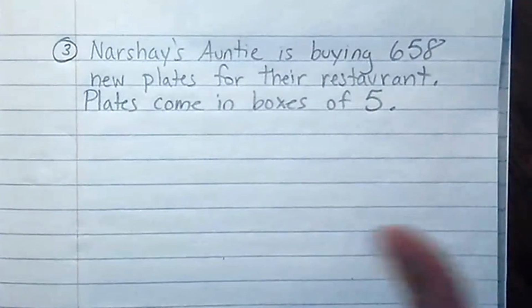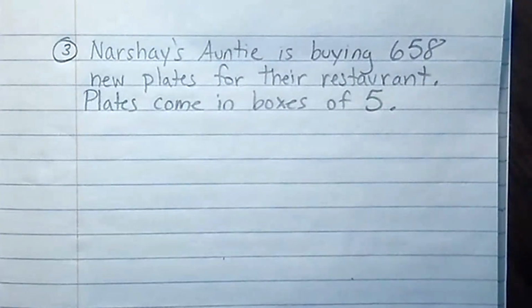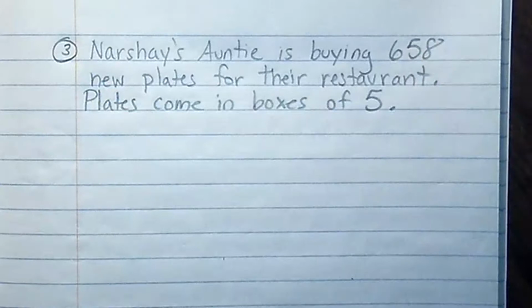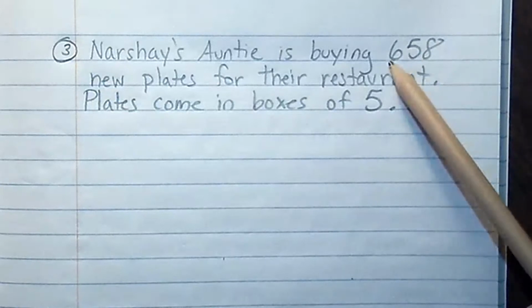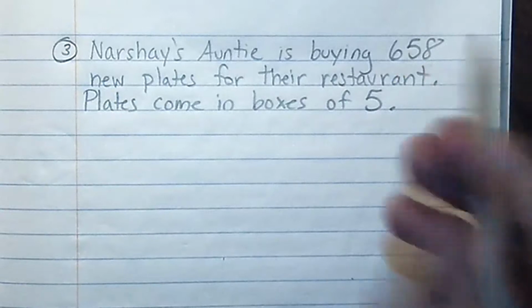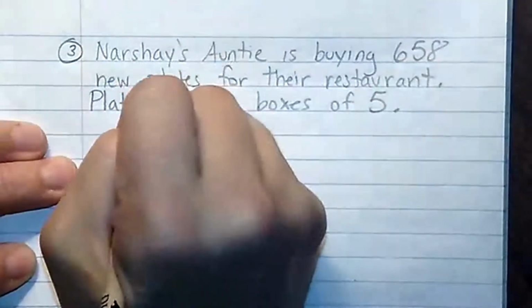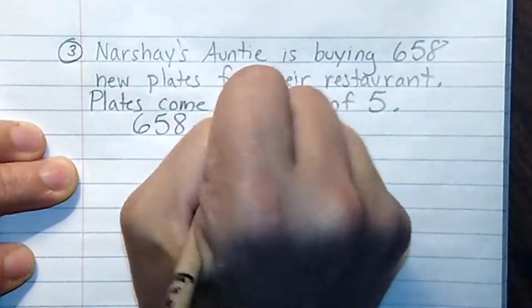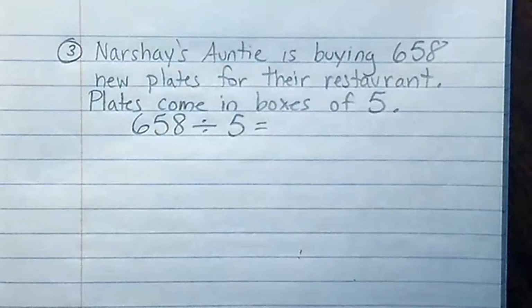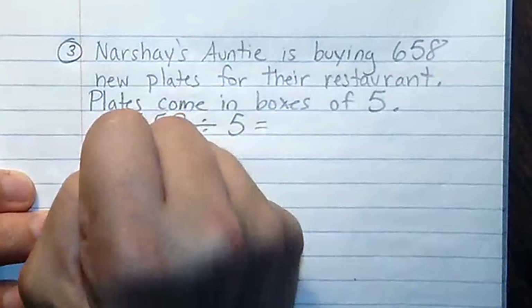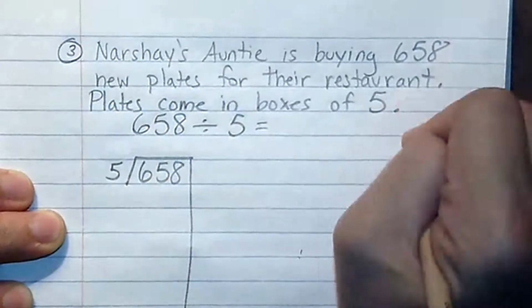Okay, a couple things I need to think about. Multiply or should I divide? Well, does it say the plates have 5 times as many as his auntie? No. Is 658 the total number that she's buying? Yes. So if I know the total, I need to divide. 658 divided by 5 equals something. Well, I surely can't do that in my head, so I'm going to write 658 divided by 5, and I'm going to set up my easy fact box.